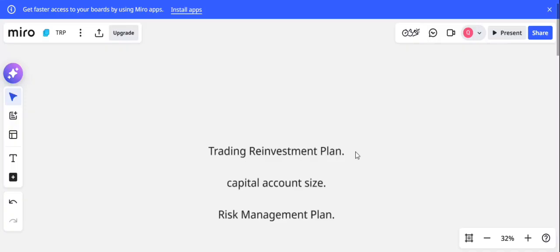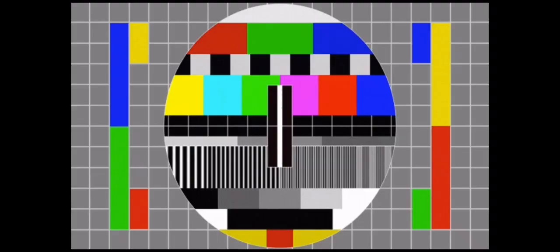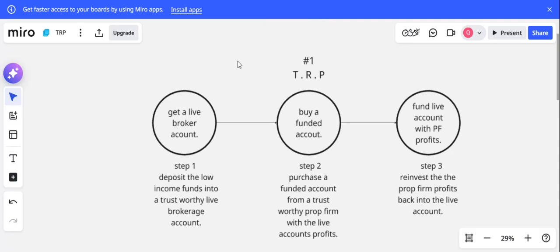Right? Trading reinvestment plan. So this plan is split into about three different modules, which are trading reinvestment plan, capital account size, and risk management plan, and each module contains about three steps. You know, and yeah, that's it. Let's get into it. Right, TRP, trade reinvestment plan. Right, module one.